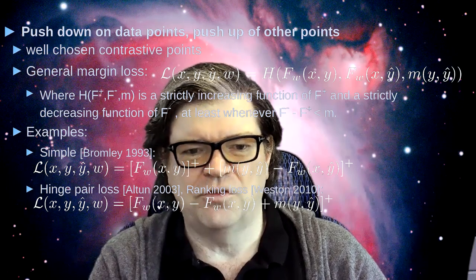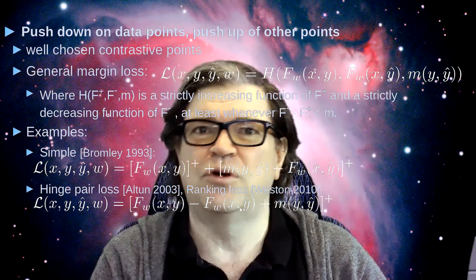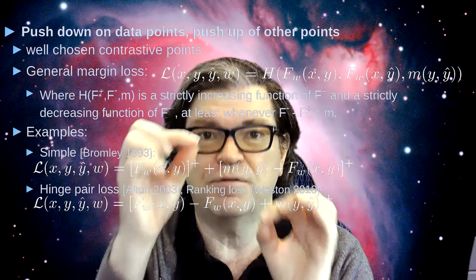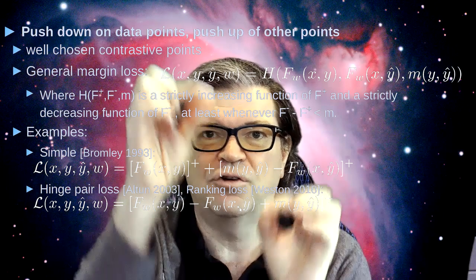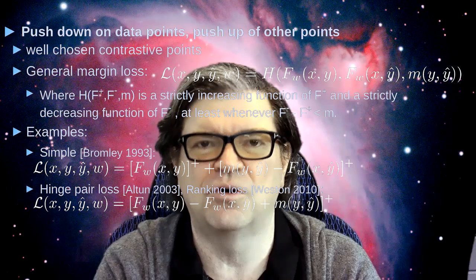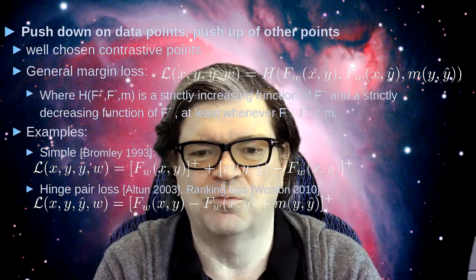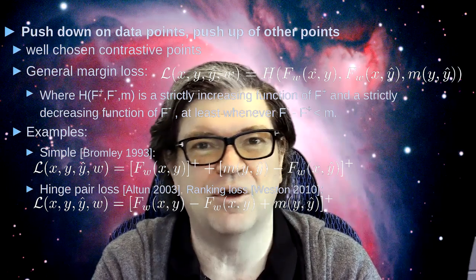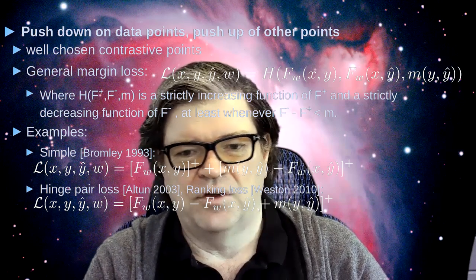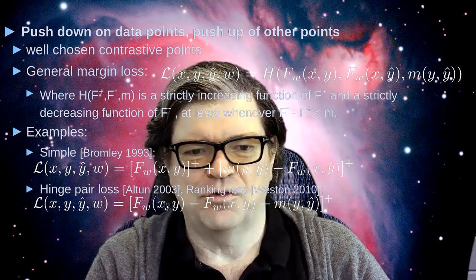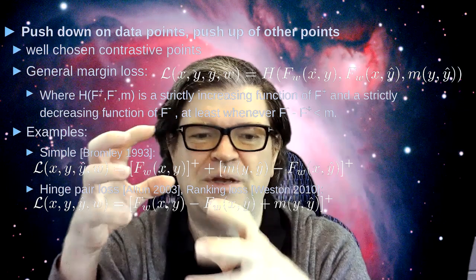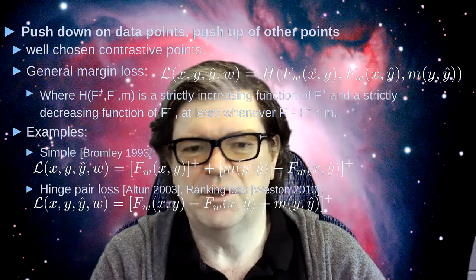Here's another example. So this one only cares about the difference between the two energies. So it's not going to try to make the energy of the good guy small. It's just going to try to make the difference between the energy of the good guy and the bad guy larger than a particular margin. Okay. So this is the so-called ranking loss or hinge loss or sometimes triplet loss. And it's been quite popular for some applications. But the fact that there is no pinning down of the absolute values of F may be an issue sometimes.